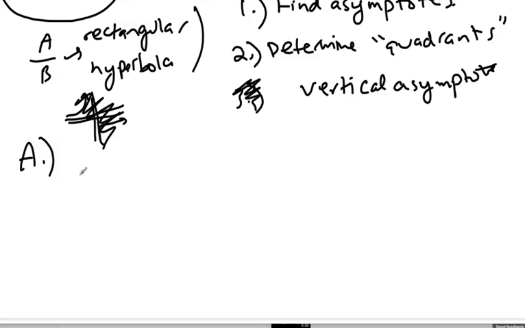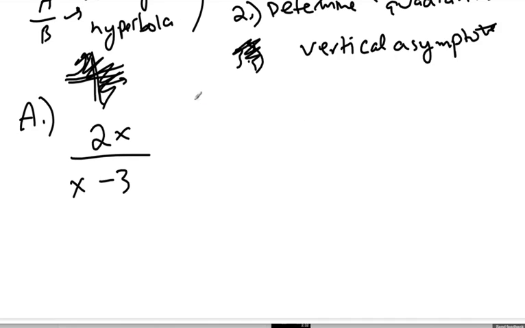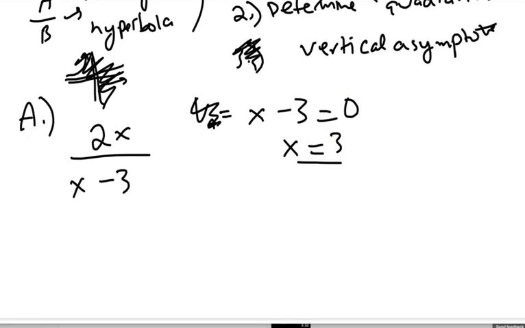So the first example I'm going to use is 2x over x minus 3. And first things first, to find the vertical asymptote, what we're going to do is find when the bottom equation equals 0. So x minus 3, when does it equal 0? It equals 0 when x equals 3.